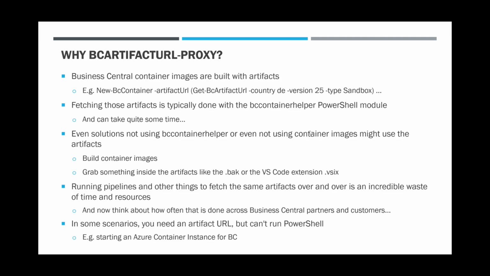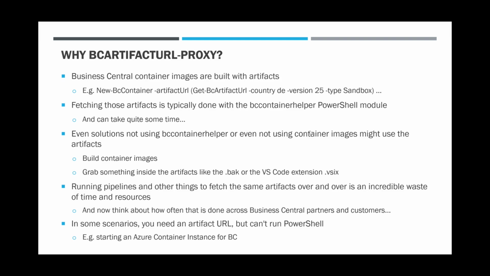For example, the obvious one, building container images, but also if you want to just get something out of the artifacts, because the bug file of the demo Kronos company or the VS Code extension for the AL language, the VSIX, is also in the artifacts. So there might even be scenarios where the artifact URL can come in handy, even if you're not using containers.